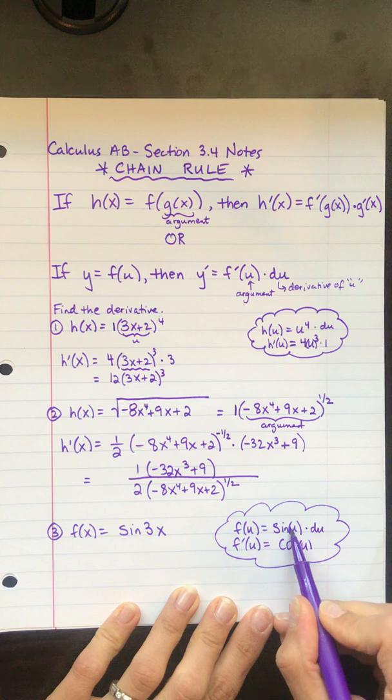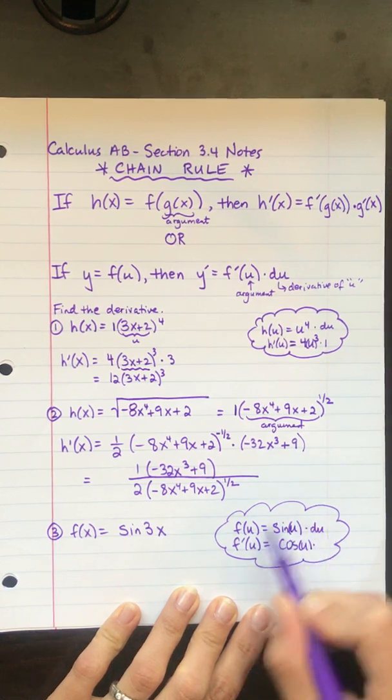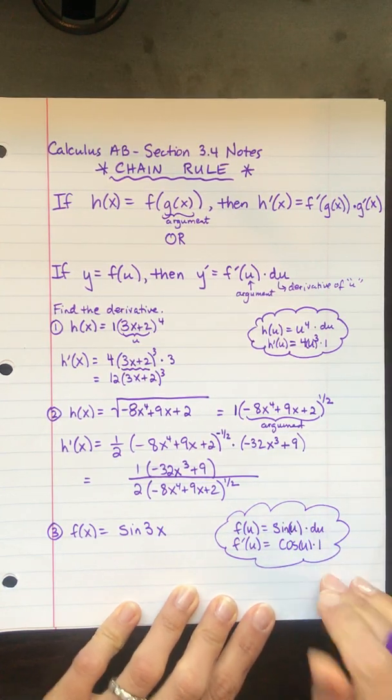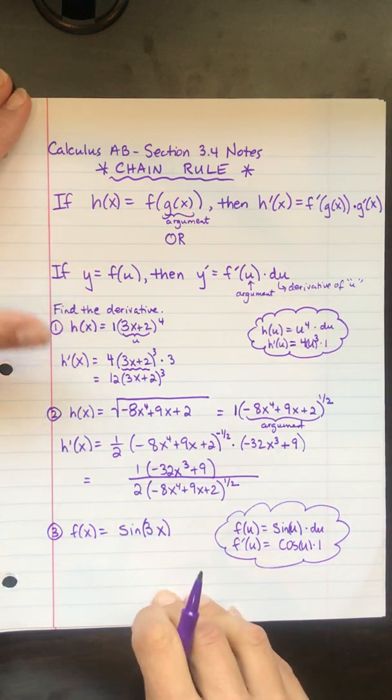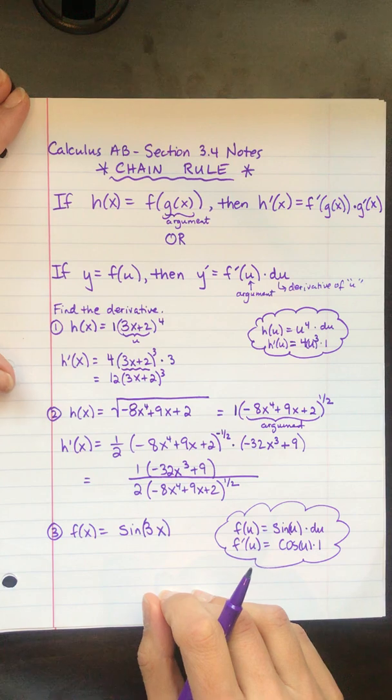And so what's the derivative of u? In this bubble here, it is 1. But here, our u is 3x. So we won't have a times 1 at the end, we'll have a times 3.